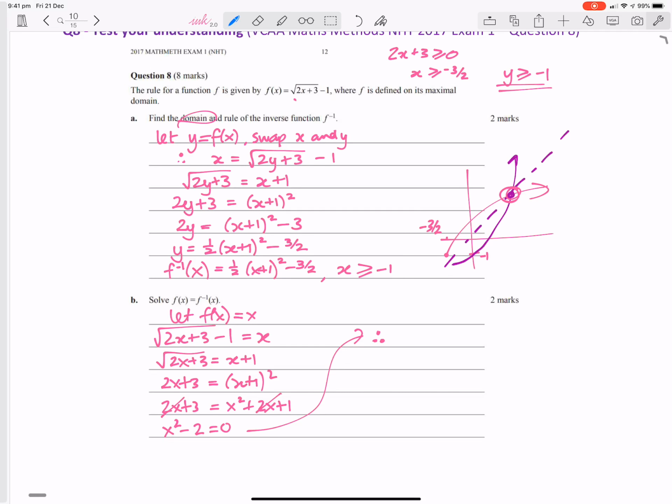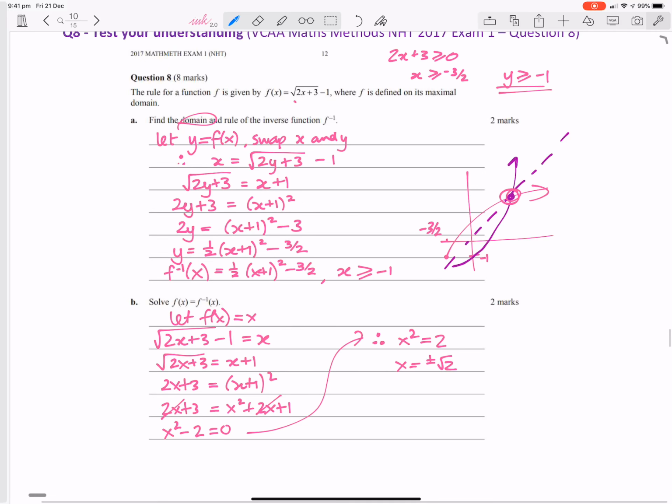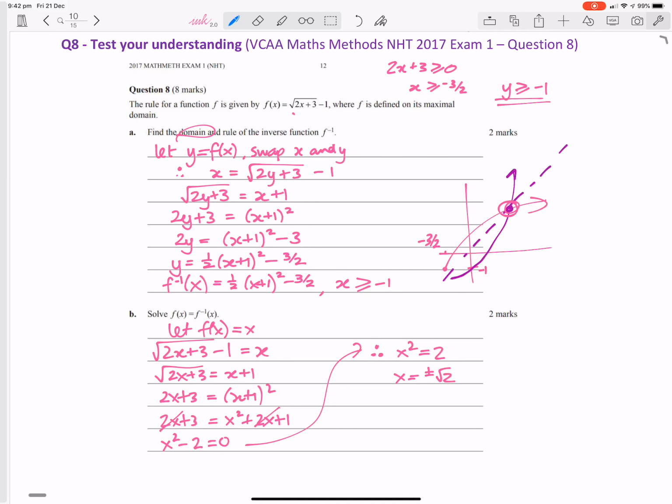Therefore, x squared is equal to 2. x is equal to plus or minus root 2. However, we know x is greater than or equal to -3 on 2.